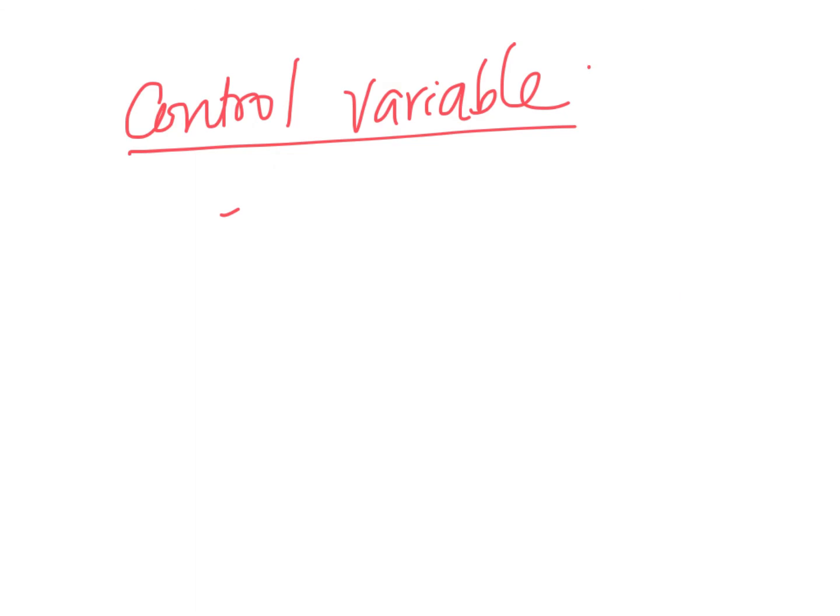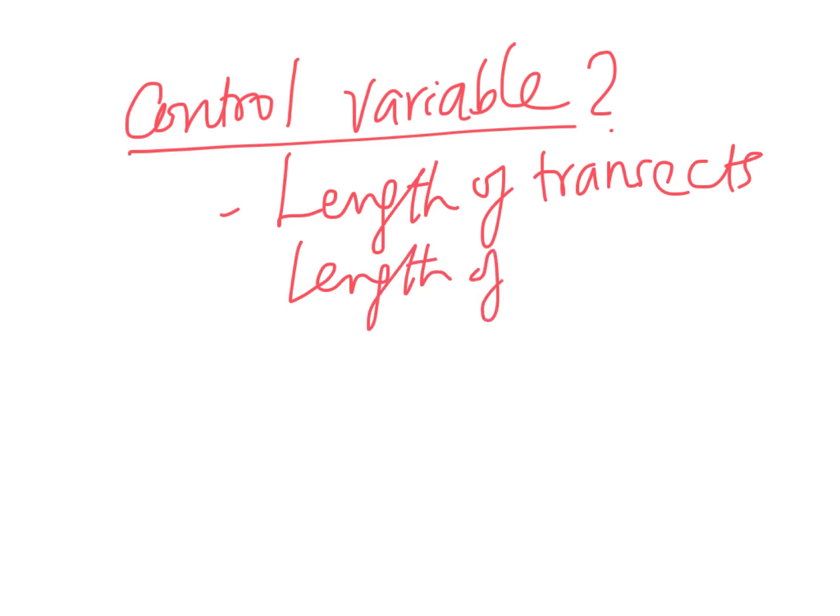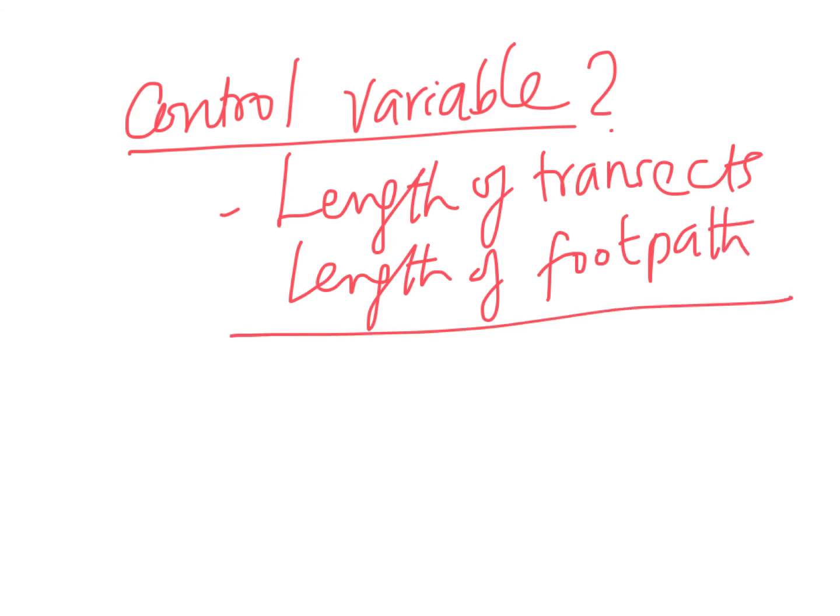What is the control variable the scientists used in sampling the badger population? Have a moment to think about that. It's actually the length of the transects, or you can say the length of the footpath they used. They have to make sure that these are the same in each habitat to be able to compare where they have more badgers living, because they're only looking for sets. Remember that. They're not actually counting the actual number of badgers.